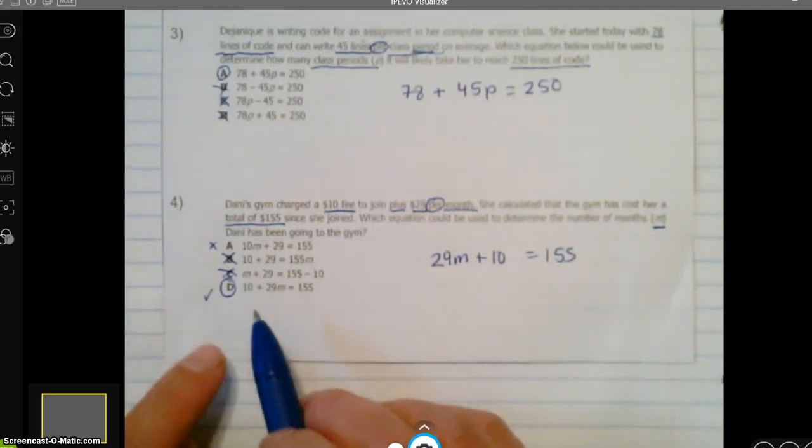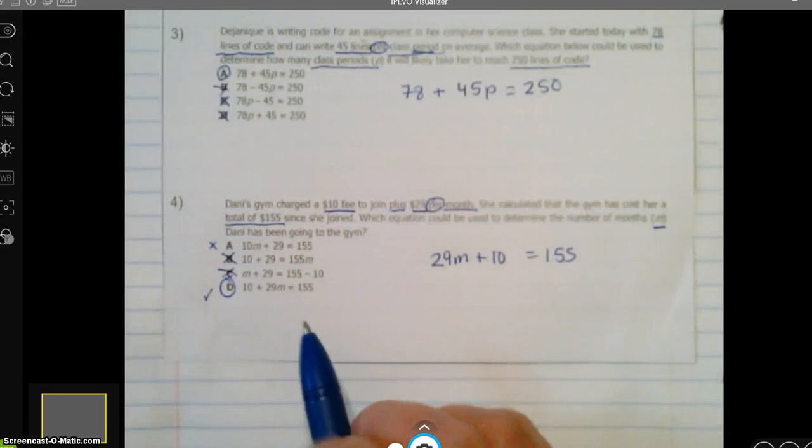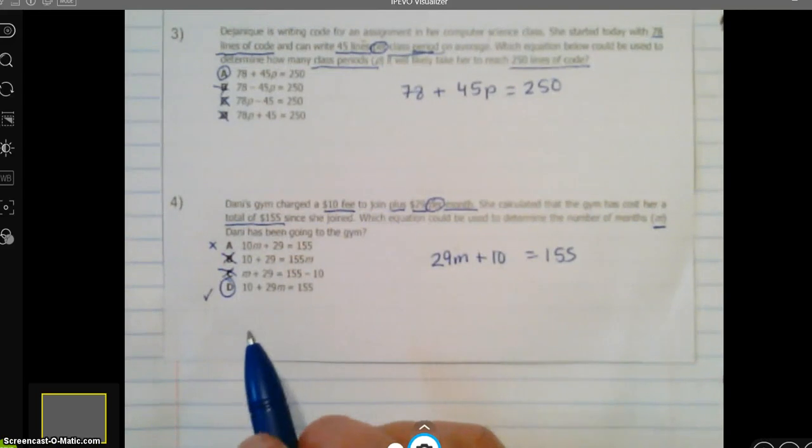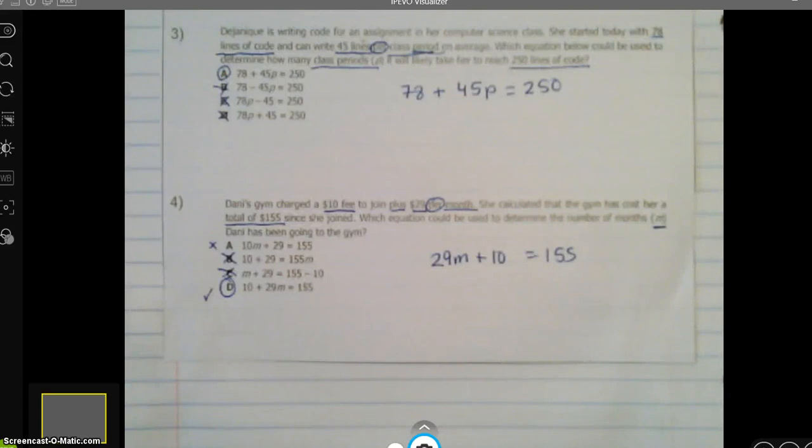So again, don't try to solve it. If you try to solve it, guys, it's going to confuse you. You're just trying to set it up to solve it afterward.